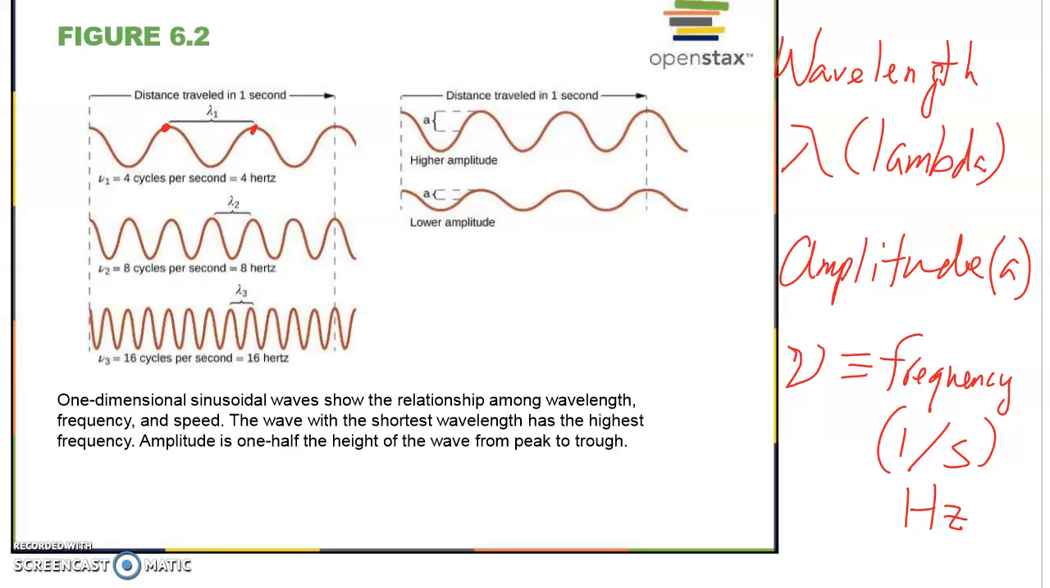A very fundamental relationship between velocity, wavelength, and frequency is that the velocity, or speed, of the wave is equal to frequency times wavelength.